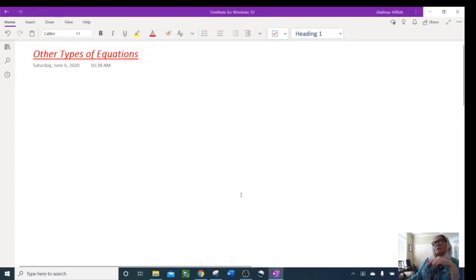Hello everybody, today we are working on other types of equations, like polynomial equations by factoring. We will do radical equations, equations with rational exponents, equations that are quadratic in form but not actually quadratic, absolute value equations, and one application question. So let's start with this one.